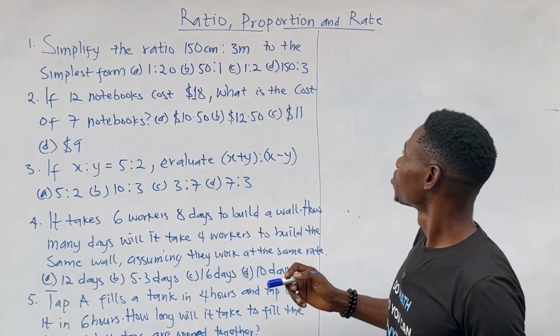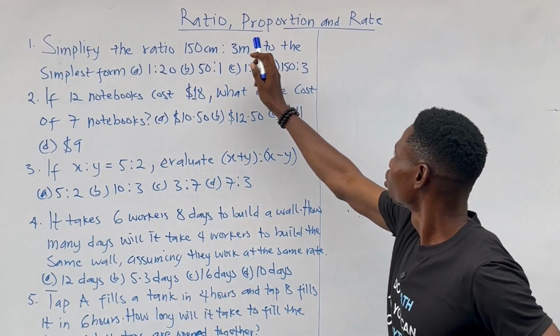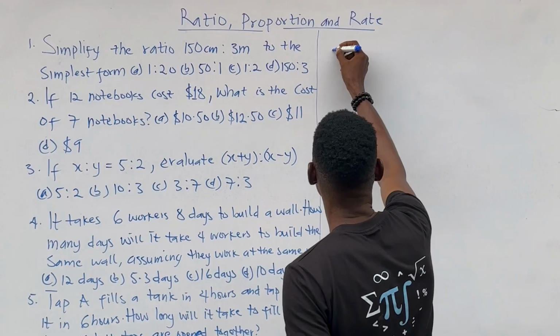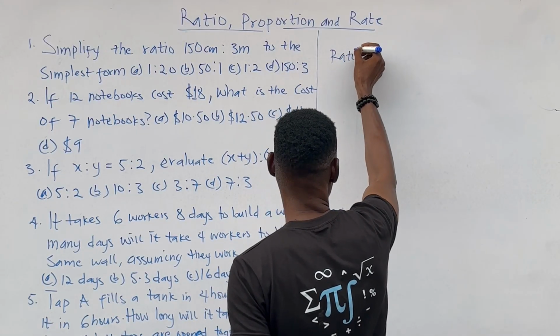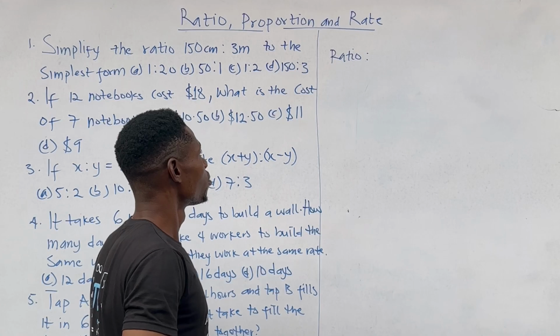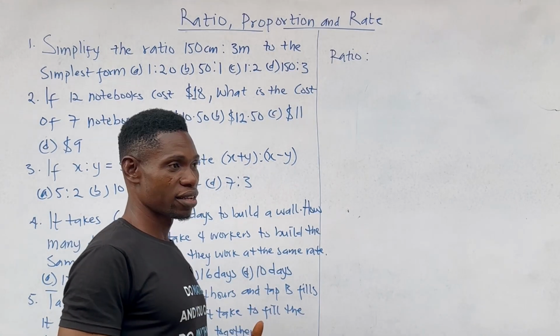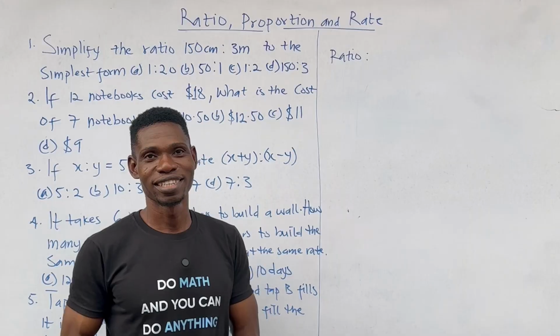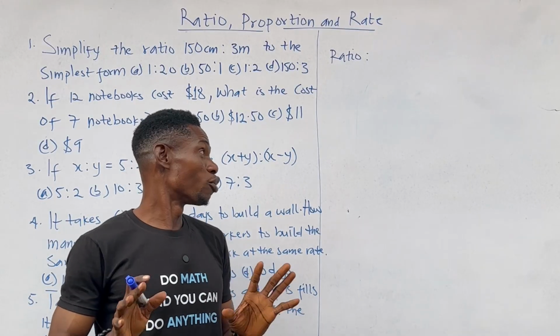Now, we're looking at ratio, proportion and rates, okay? So let's start with ratio. By ratio, we compare two quantities of the same unit. So that's what we use ratio for.